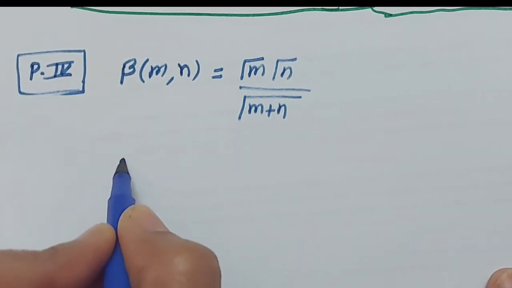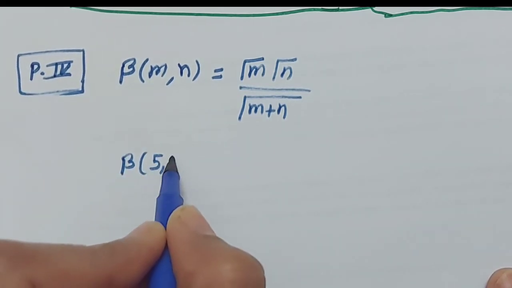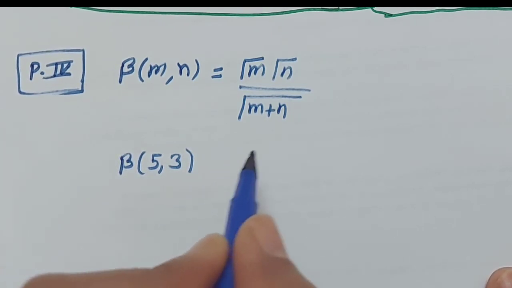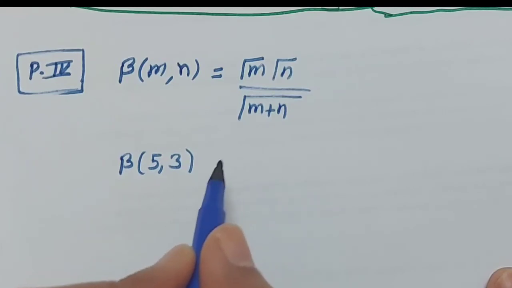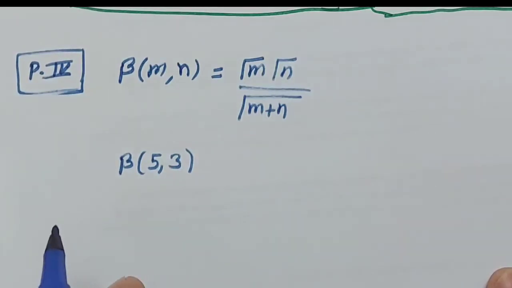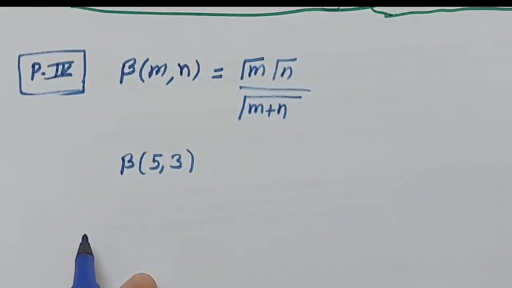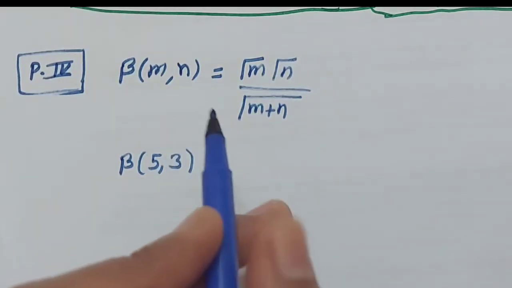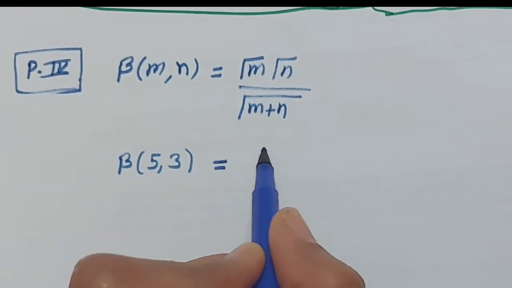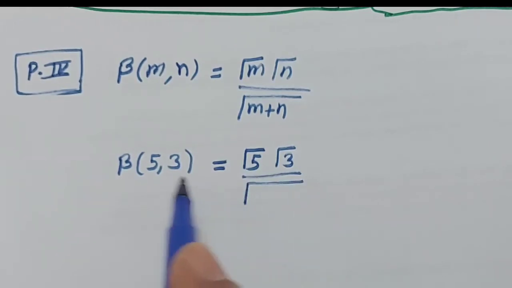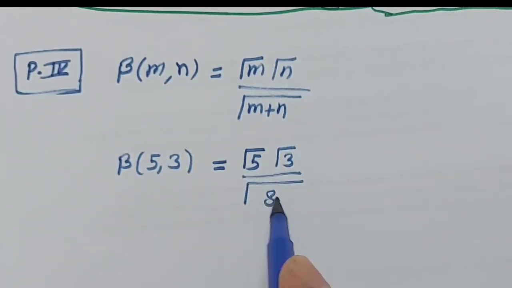For example, suppose we want to find beta of 5, 3. Beta denotes a special type of integration, and gamma also denotes integration. We want to solve this completely, so the answer should contain only a constant without any integration. With the help of the relation, we can write gamma of 5 into gamma of 3 divided by gamma of 5 plus 3, that is 8.